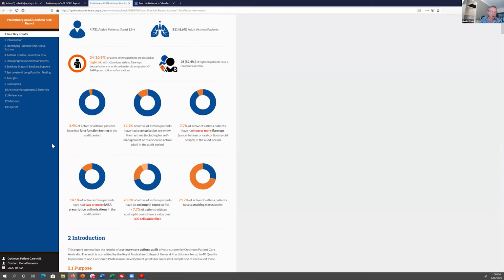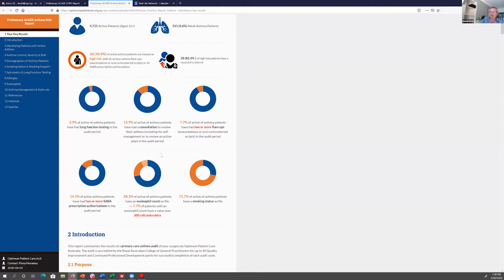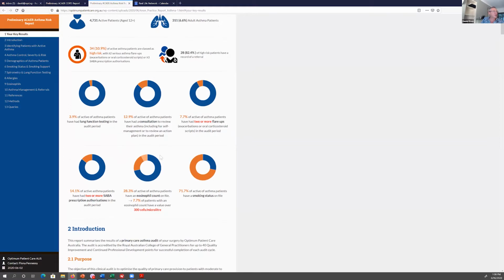Now, at the moment, we work only with coded data, but in the near future, we'll also be able to work with free text data through some redaction of all patient identifiable data. And we can see the proportion of people who have active asthma who've had lung function testing, 4%. A little disappointing, maybe. And we can see that 14% have had 2 or more SABA prescriptions, what's actually really authorizations. And smoking status recorded. So this was the actual first report.